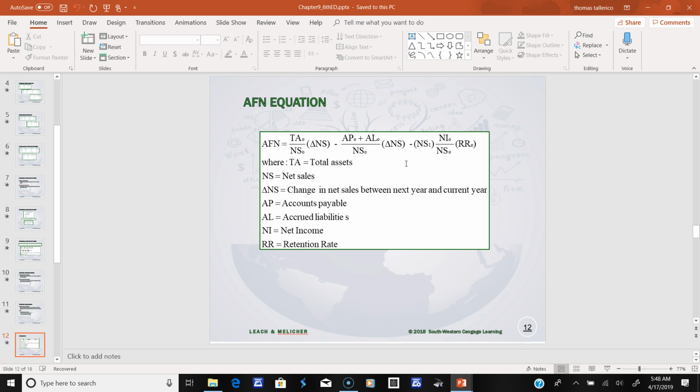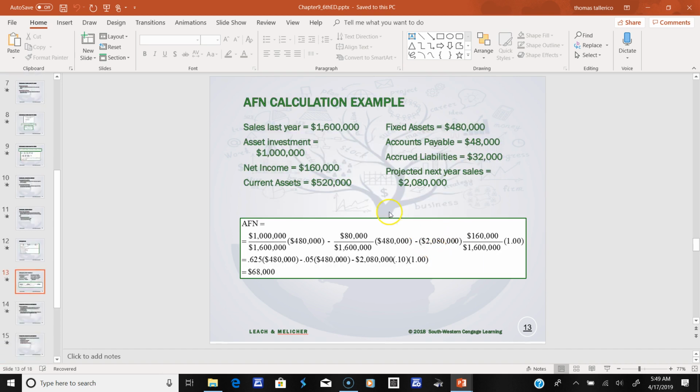Okay, so additional funds needed is a little long equation, and it's really important, you notice, because this will be on your final. Basically, there's one term here, one term here, like three terms, and they tell you what each symbol stands for. And there's a great calculation example here that goes through the whole calculation, and you should read this chapter really carefully because this will definitely be on your final with this calculation.